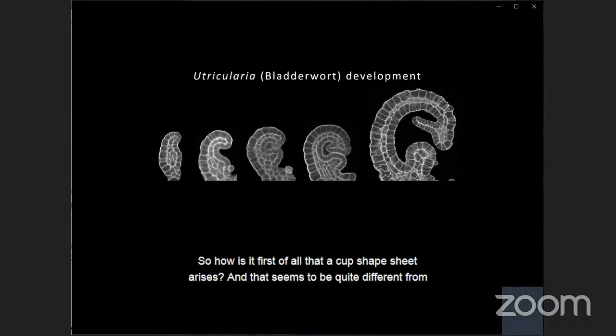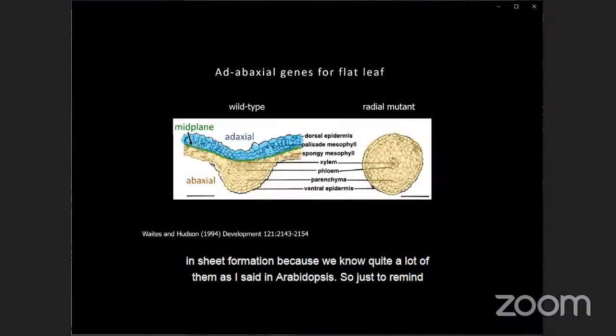So how is it, first of all, that a cup-shaped sheet arises? That seems to be quite different from the flat sheet that we've seen in species like Arabidopsis. Well, we can turn to the genes involved in sheet formation because we know quite a lot of them, as I said, in Arabidopsis. So just to remind you, we have these genes in the upper surface or upper region called the adaxial genes, the ones in the lower surface called the abaxial genes, and then the midplane between the two.